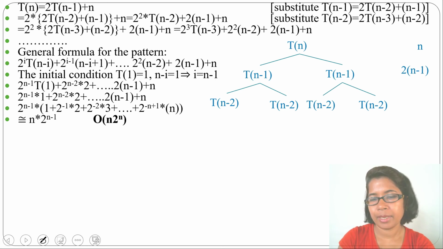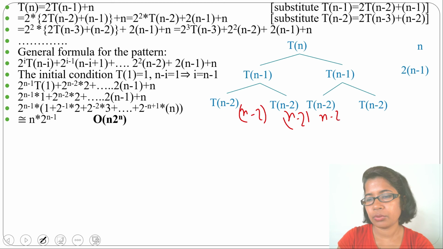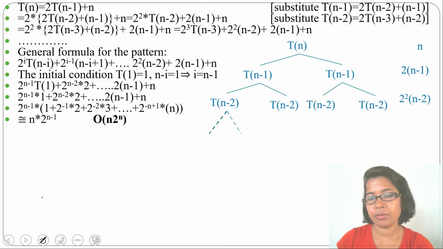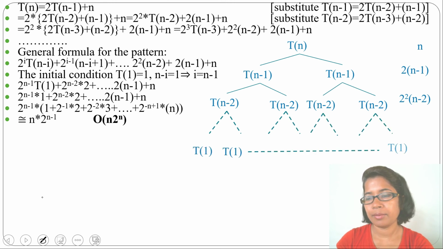Now in next level, here time will be n minus 2, here it will be n minus 2, here also n minus 2, n minus 2. Now after addition of time for each term, it will be 4 multiplication n minus 2, or we can write 2 square multiplication n minus 2. So like this it will continue. Finally we will reach the initial condition, that is T of 1. At leaf level there will be T of 1. And here assume time as 2 power k multiplication n minus k.